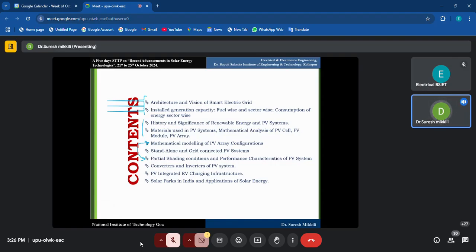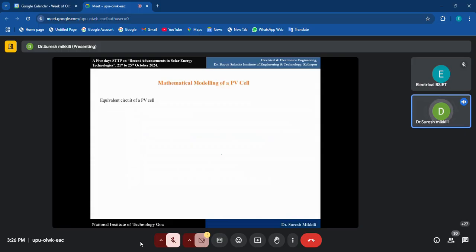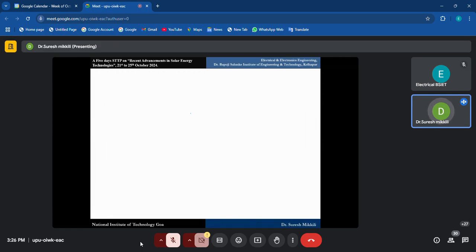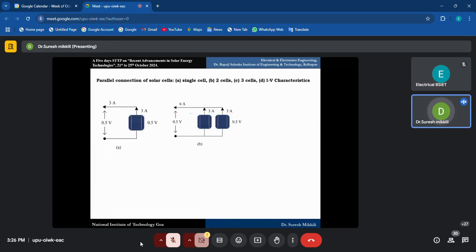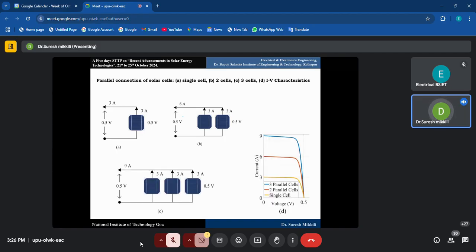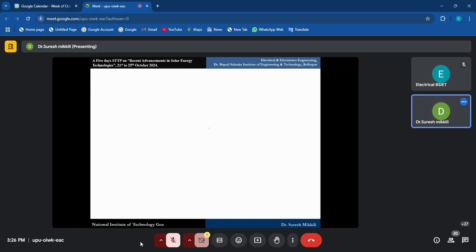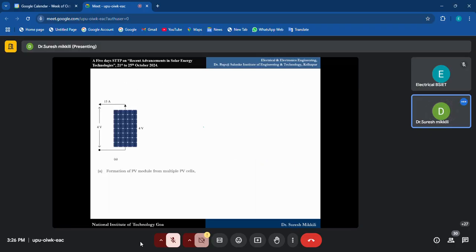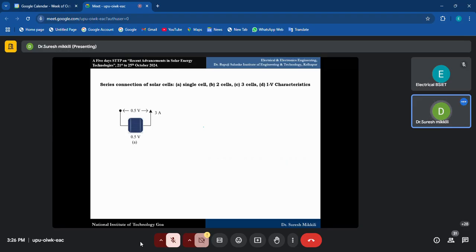Fine. Yesterday we already discussed the mathematical modeling of the single diode model, and then the mathematical modeling of the PV array. We saw the output characteristics when two or three modules are connected in parallel, and how voltage varies with respect to current when two modules are connected in series. Then from the PV cell we designed the module. Let me recall this for a minute.